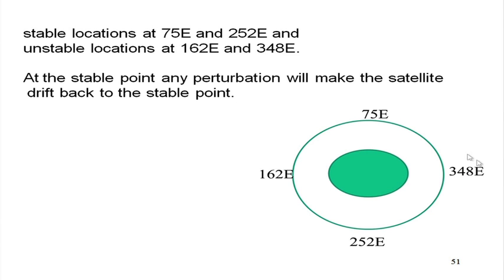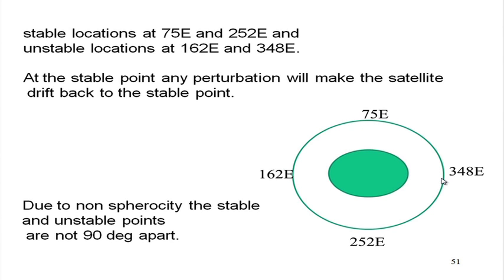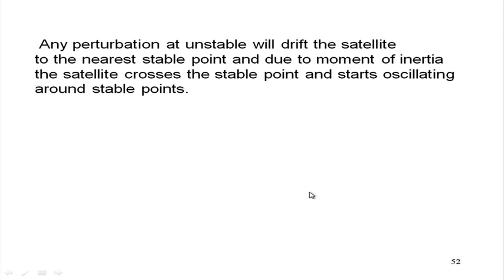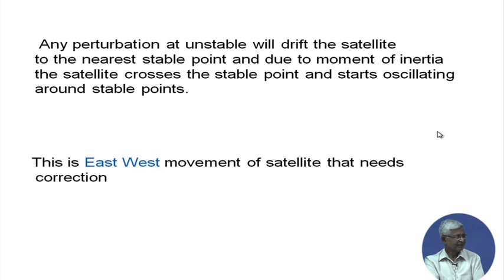Now, at a stable point, if any perturbation happens, it will make it oscillate and drift back to the stable point, whichever side it moves. But at an unstable point, if it tries to drift, one more thing you can see is that these are exactly not 90 degree apart, because Earth is not a sphere. So any perturbation at an unstable point will drift it towards the stable point and oscillate around it due to inertia.